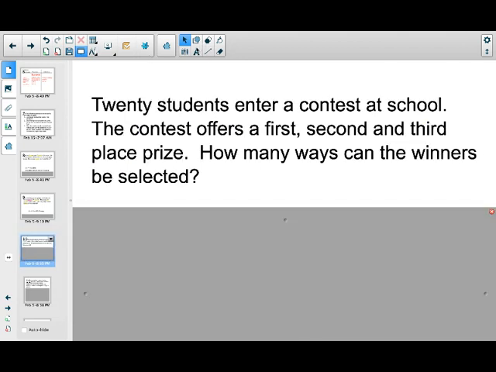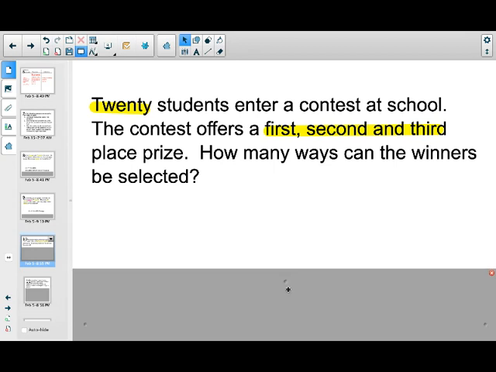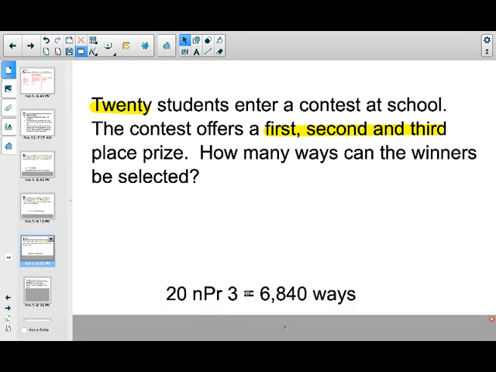Next one, we have 20 students entering a contest at school. The contest offers first, second, and third place prizes. How many ways can the winners be selected? If we notice this, first, second, and third, the order is going to matter here. So this is going to be a permutation problem. We're going to do 20 nPr 3, and we get an answer of 6,840 different ways.